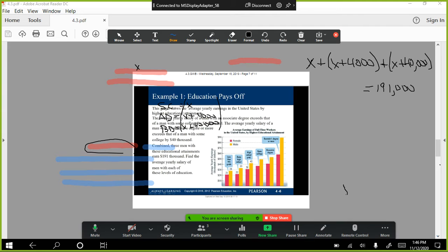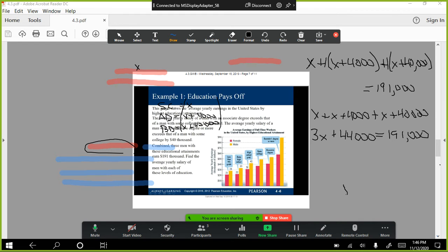To get rid of these parentheses, both of these parentheses have an understood 1 in front of them. So I'm just going to be able to add those together. That's going to be X. When I distribute, that's going to be plus X plus 4,000. And then distribute 1 there, that's going to be plus X plus 40,000. Then I can combine my X's. There's 3 of them, so that's going to be 3X. And 4,000 plus 40,000 is 44,000. And notice that equals 191,000. So now I've got a simple two-step equation that we all can solve.